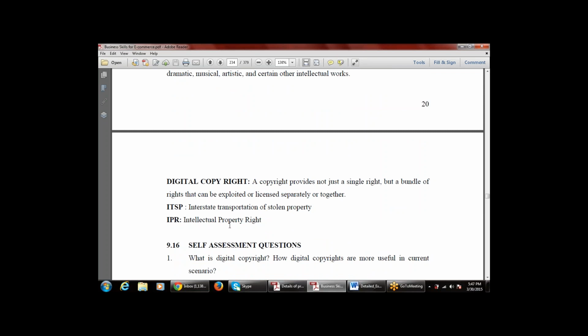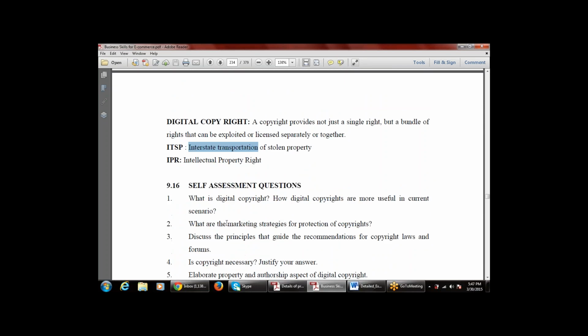Then the next is ITSP, that is the interstate transportation of stolen property. Then IPR, that is intellectual property right. So these are the various keywords used in this chapter.